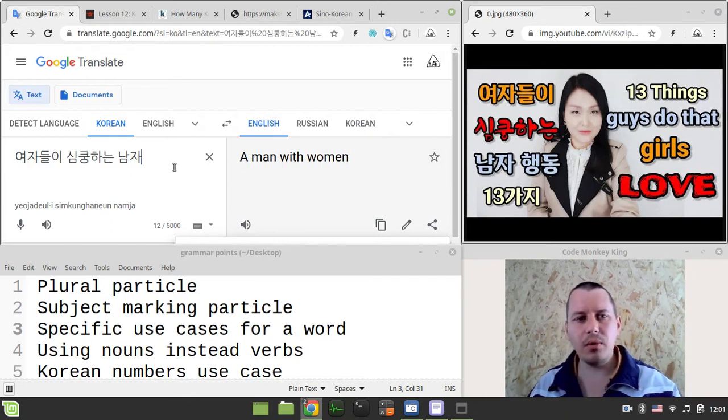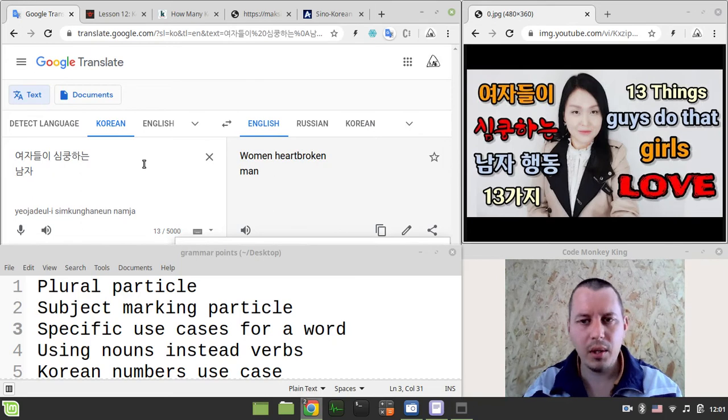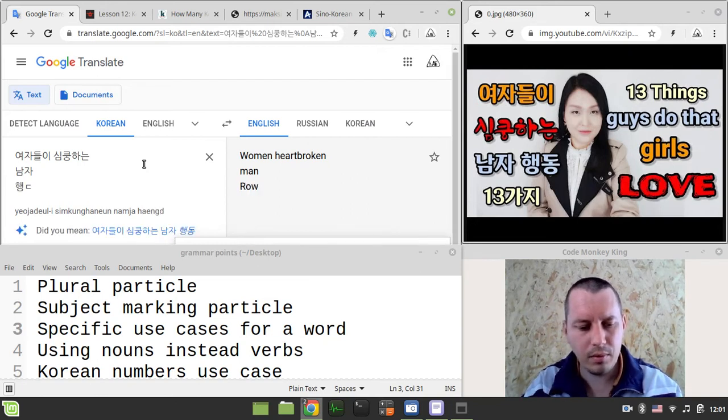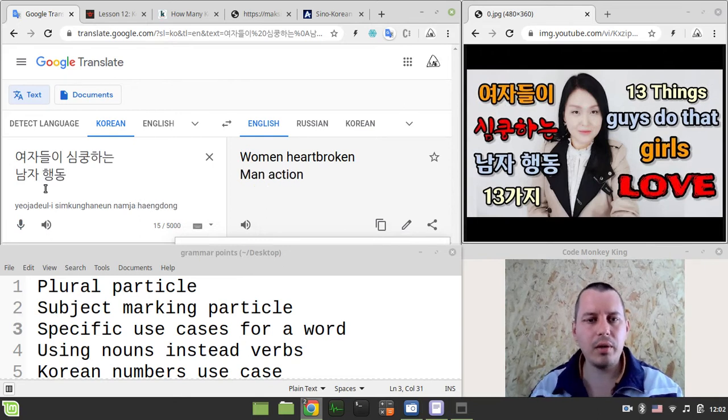Okay, so namja hindon. Hindon is actions. Let's split this down a bit more. If you just type in this hindon, it means behavior, right? On its own it might be treated as behavior. Here it might be treated as the actions. So that's what they call guys do.